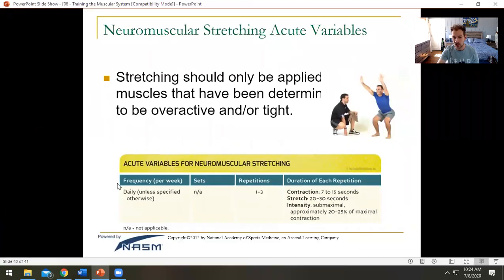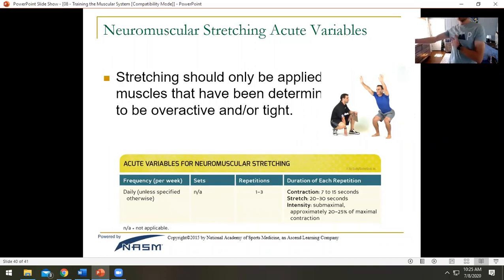This is actually a chart from your corrective exercise book that you're going to see when you get to Mo's class. It should only be used on muscles that have been determined to be overactive. Basically, you can do 1 to 3 repetitions. They contract for 7 to 15 seconds at 20 to 25%, and you stretch for 20 to 30 seconds. My favorite protocol is 20 seconds on with a 10-second contraction, because then it's a nice even 30. I'll usually do 2 to 3 rounds of that, so it'll take either 60 seconds or 90 seconds per stretch.